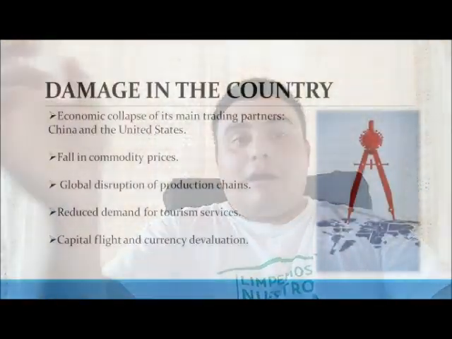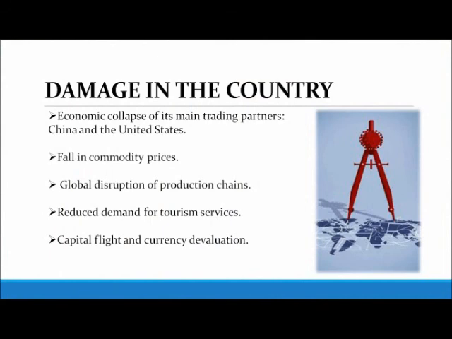Well, the damage in our country, Mexico, is the economic collapse of its main trading partners, China and the United States, a fall in commodity prices, global disruptions of production chains, reduced demand for tourism services, that's really bad, capital flight and currency devaluation.